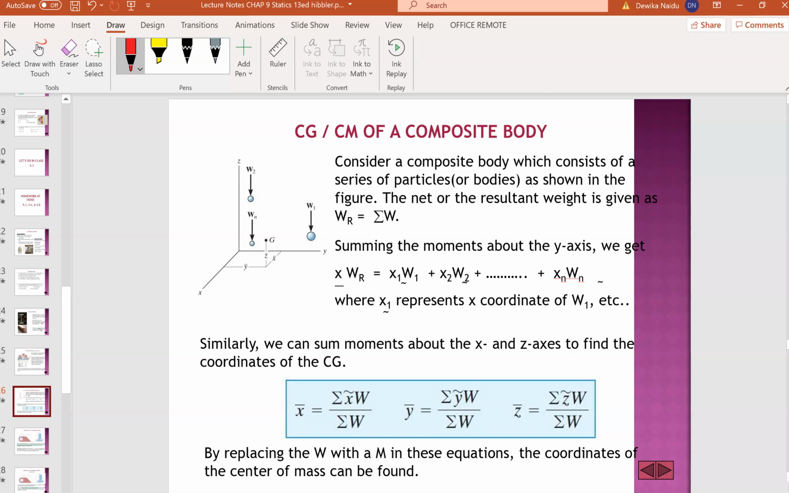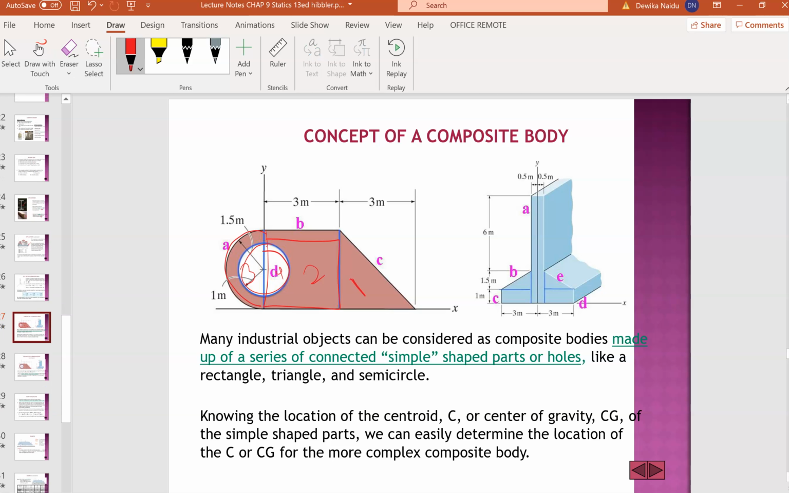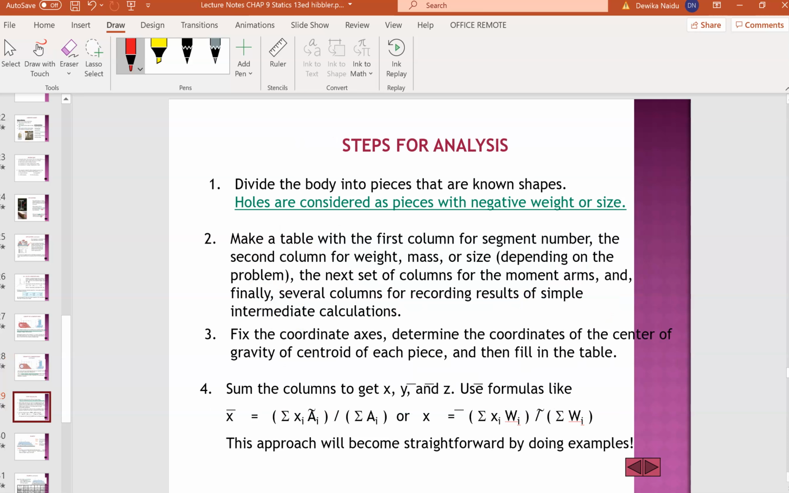Let me just go through an example, then you will understand even better. If you look at this kind of shapes, they are made of different shapes. This is one triangle here, and this one is a rectangle, and then this one is a parabola, and this one is a circle that is being subtracted from these two parts. So you can actually break it up into smaller parts for you to understand even better. Let me just go through an example.